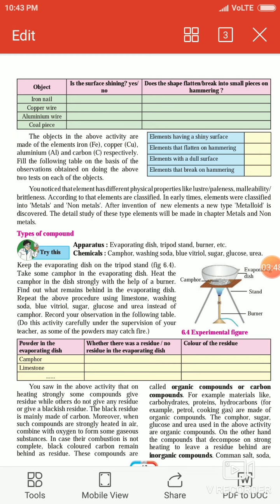On the other hand, the compounds that decompose on strong heating to leave residue behind are known as inorganic compounds. That means common salt, soda, blue vitriol, and limestone are inorganic compounds.